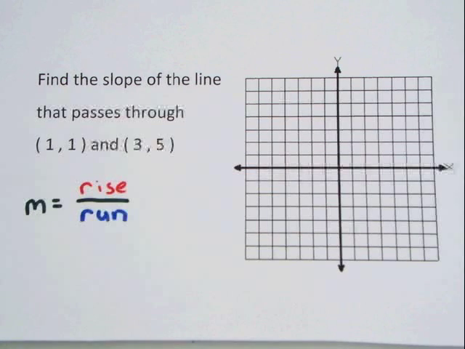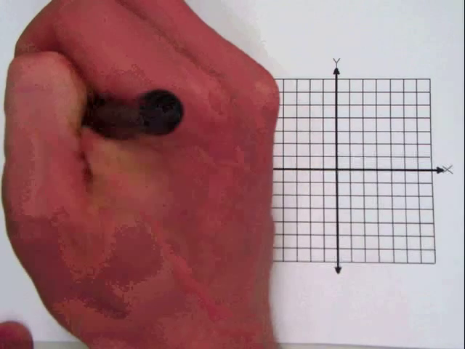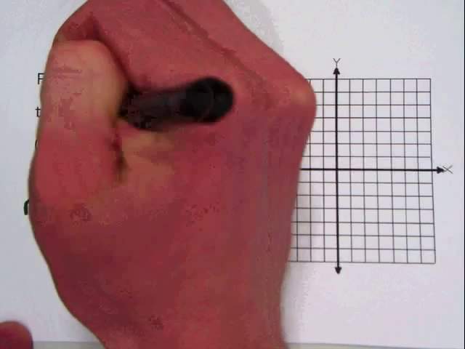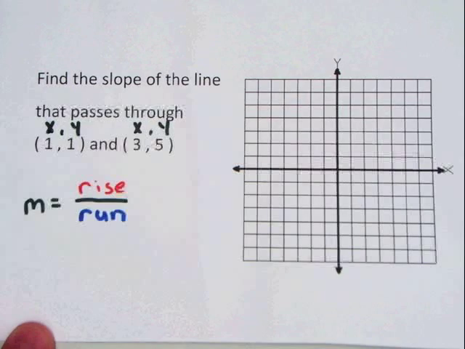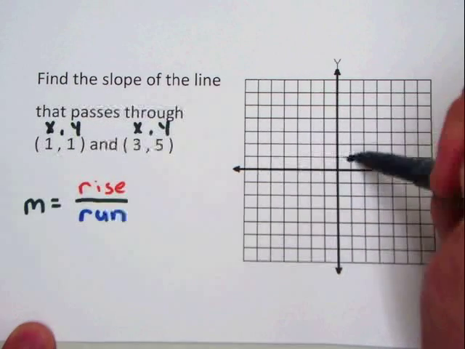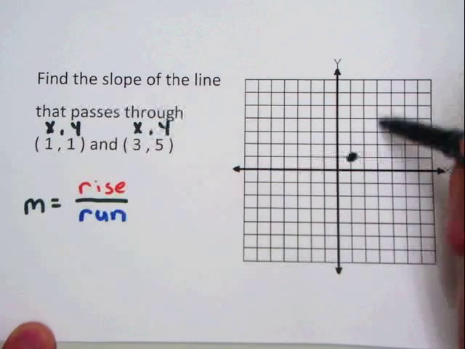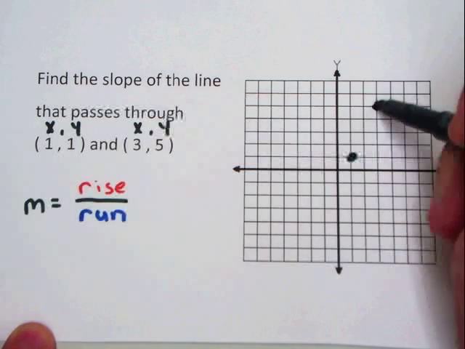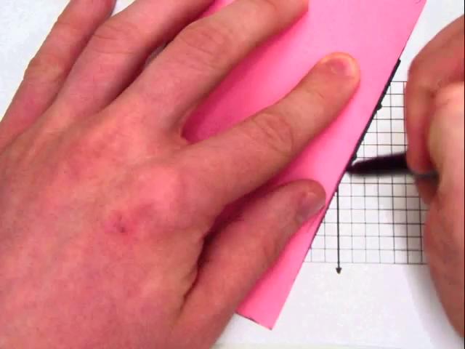So let's look at a couple of examples. The first example tells us to find the slope of the line that passes through the points (1, 1) and (3, 5). When we plot a point, we have to remember to plot x, y. So my first point, (1, 1), I'm going to go over 1 on the x, up 1 on the y. Point (3, 5), I'll go over 3 on the x, up 5 on the y. And I'm going to go ahead and graph my line.